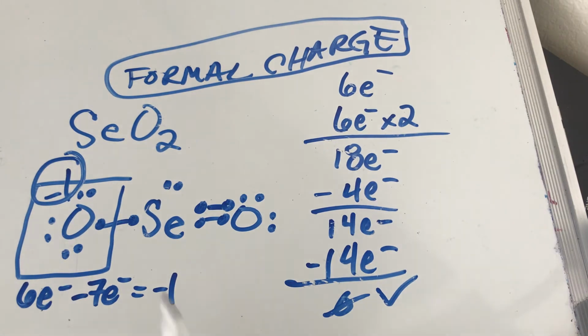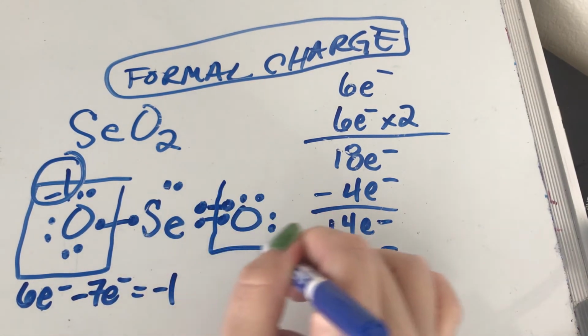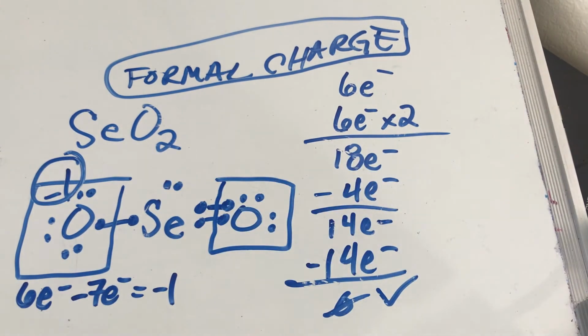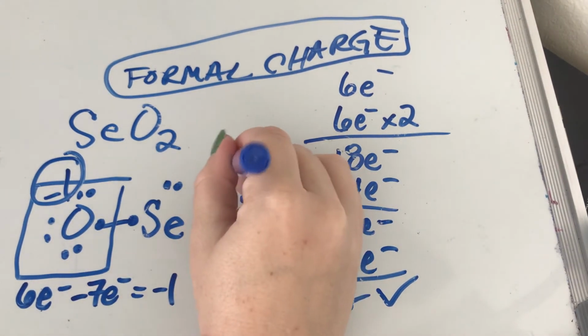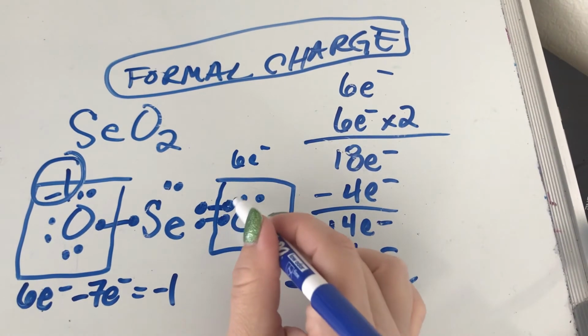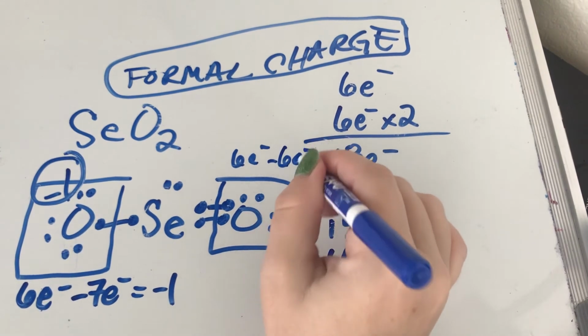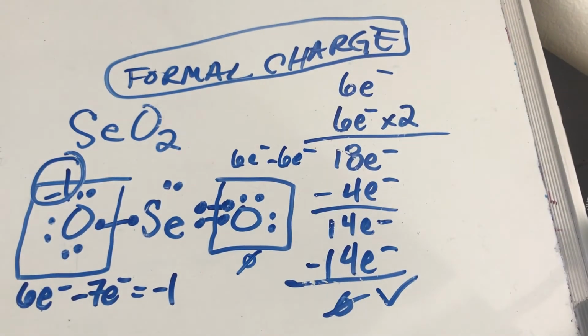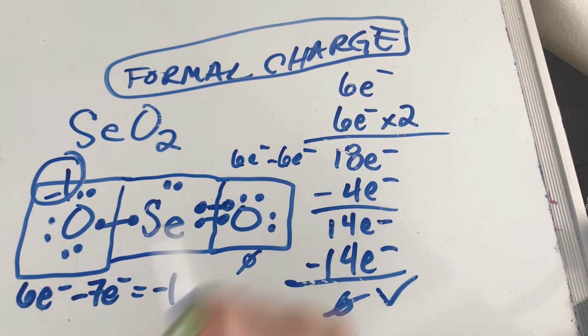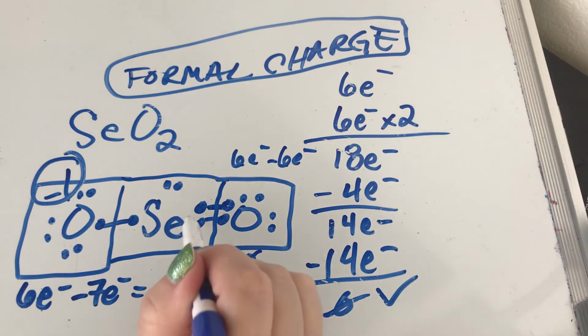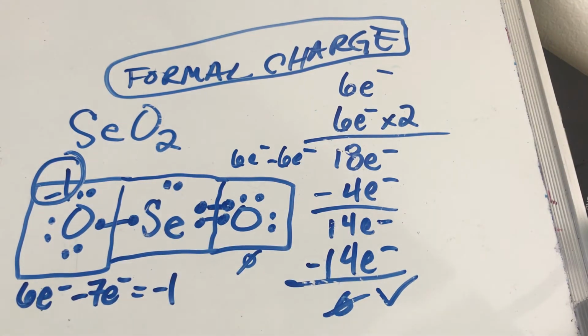Then we want to check the other oxygen over here. It also came to the table with 6 electrons, and it has 1, 2, 3, 4, 5, 6 electrons here. That means no charge, right? And then selenium came to the table with 6 electrons, and how many does it have here? Not total, just directly around it. 6.